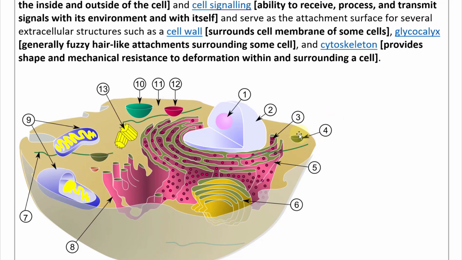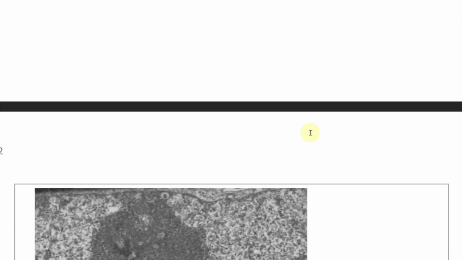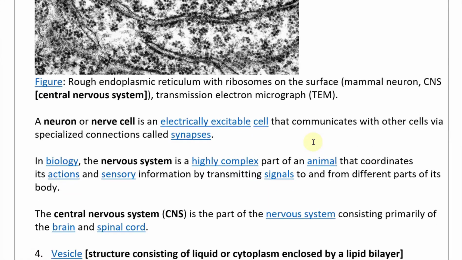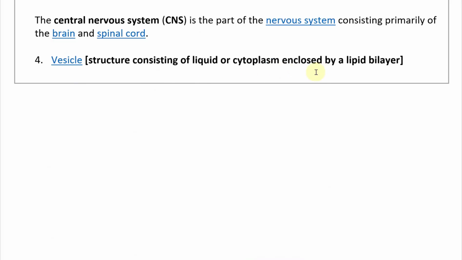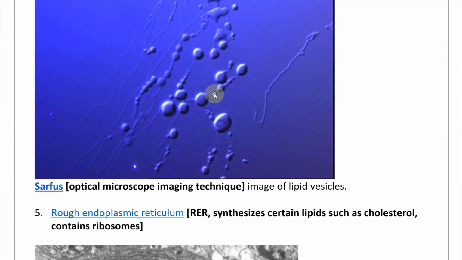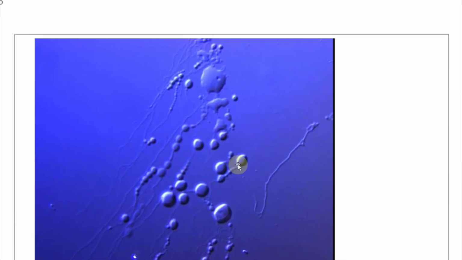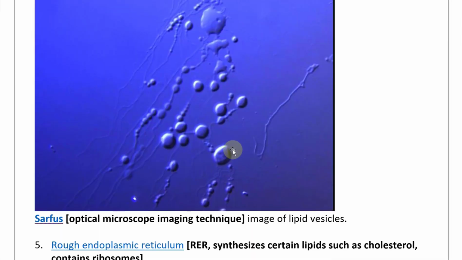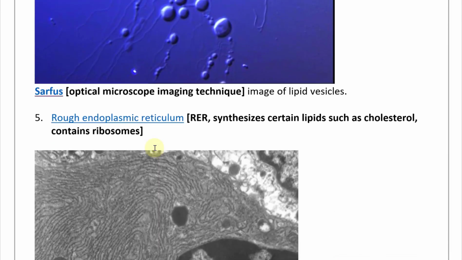But anyway, it's basically a lipid bilayer, and you have either water or other cytoplasm enclosed inside of this. So let's go further into this. That's number 4, just a structure consisting of liquid or cytoplasm enclosed by a lipid bilayer. And here are some examples. So the SARFUS, which is an optical microscope imaging technique, image of lipid vesicles. So look at these over here. These look like they could either have water or other stuff inside. Just pretty interesting. So let's continue further.